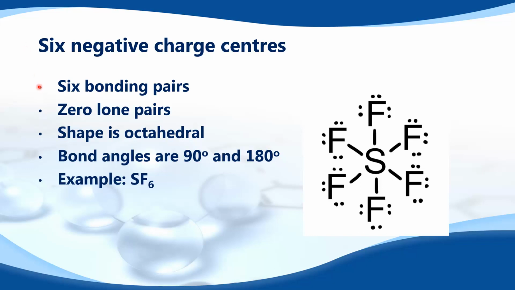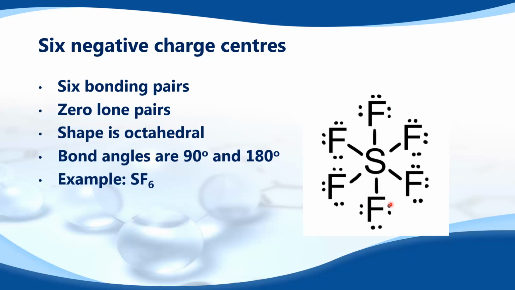In this example, we have 6 bonding pairs of electrons, 0 lone pairs of electrons. The shape is octahedral. The bond angles are 90 degrees and 180 degrees, and this example is SF6.